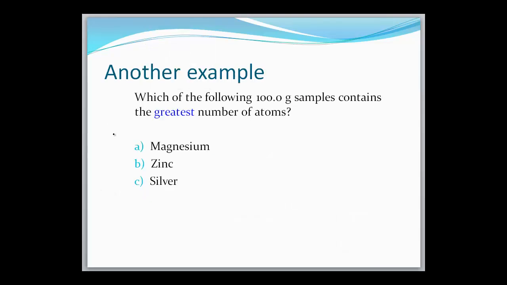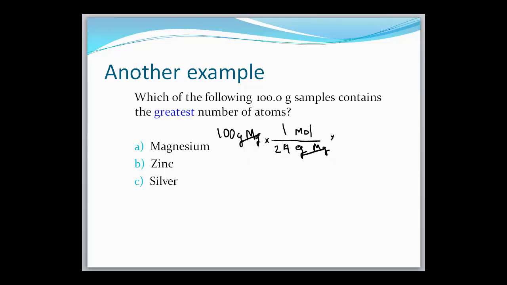Okay, let's take a look at one more example. Which of the following 100-gram samples contains the greatest numbers of atoms? So what you're going to do is all three of these the same way. You've got 100 grams of magnesium. We're going to convert from grams. The only thing we can go to from grams is moles. If you look on the periodic table, it's 24 grams of magnesium per mole. Grams cancel.